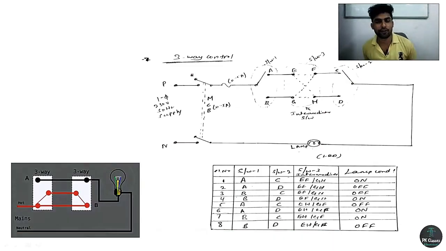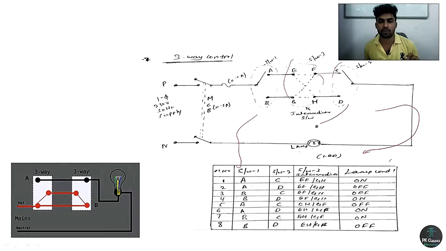Next, 3-way control of lamp. See here, 3 switches we are using, switch 1, switch 2, and switch 3. Switch 3 is also called the intermediate switch, right? And the lamp is connected in series with the circuit. Don't forget to draw this lamp, okay? Based on the circuit diagram, we will see the switching table, right? So, switch 1 is this one, switch 2 is this one, switch 3 is this one, okay? And switch 1 is in A position, and switch 2 is in C position, right? And switch 3 is E, F, G, H. So, this is connected like this, right?